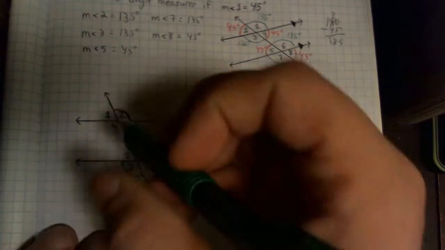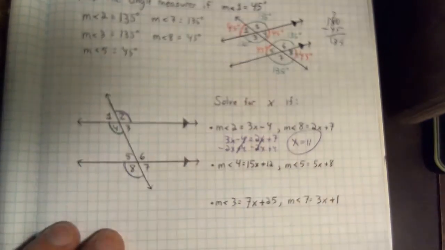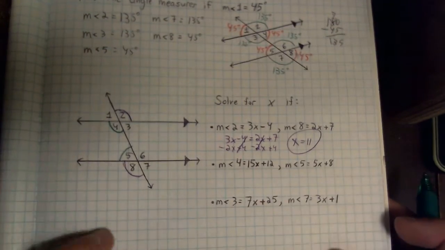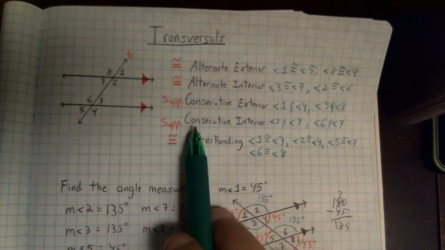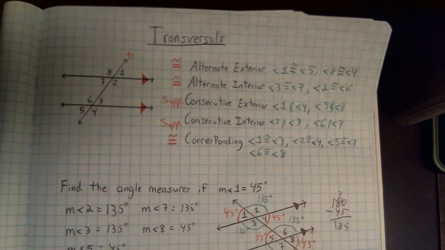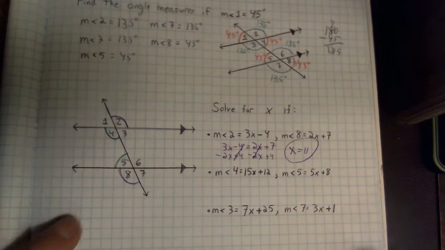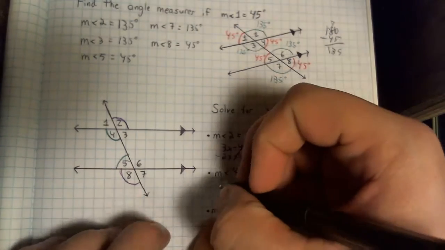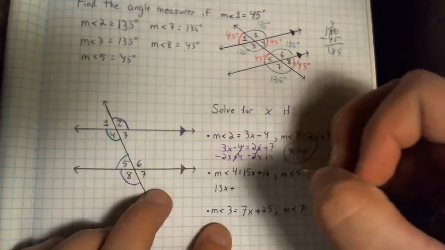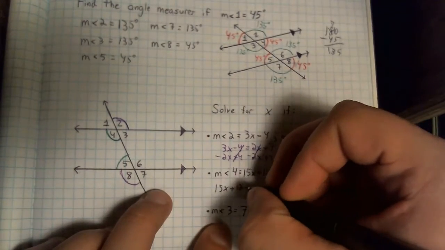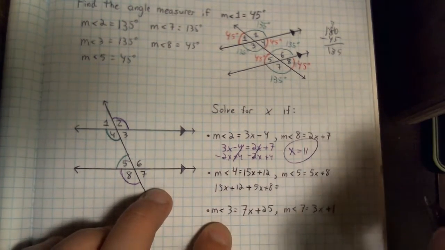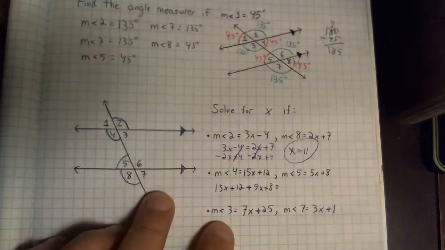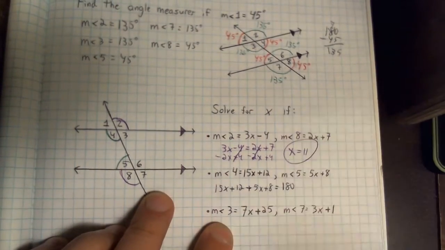This next problem says angle 4, which is this angle right here, and angle 5. All right. Well, I should recognize those as consecutive interiors. So when I go back to my little pieces of information, it says that consecutive interiors are supplements, which means that they add to 180. So I'm going to take this information, 15x plus 12, and add it to this other piece of information, 5x plus 8. And if I do everything right, I should realize that they all add to 180 because they're supplements.